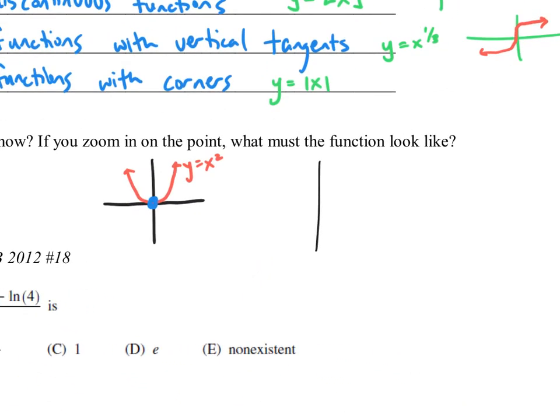Versus if you have the absolute value of x graph, okay, and you zoom in on x is equal to 0, no matter how close you get, you will never see this nice tangent line-like behavior to the actual function at that point of 0. You'll always see some sort of V shape to it, some sort of sharp corner.